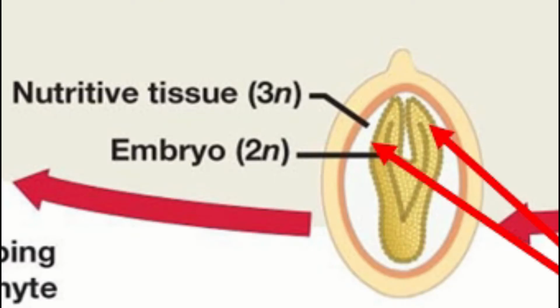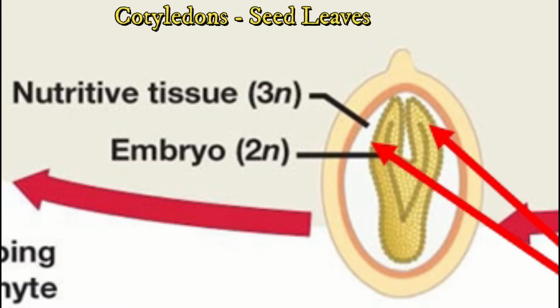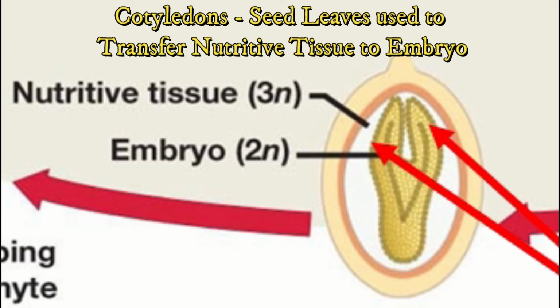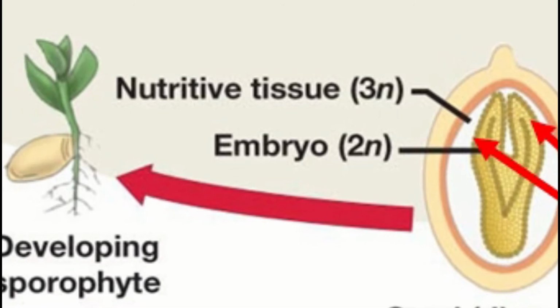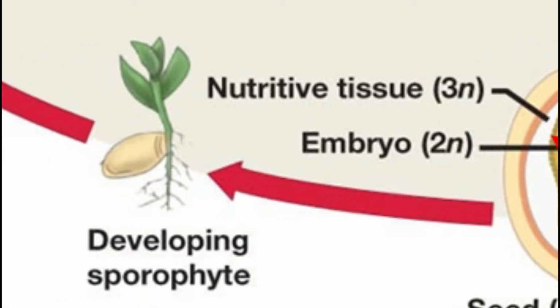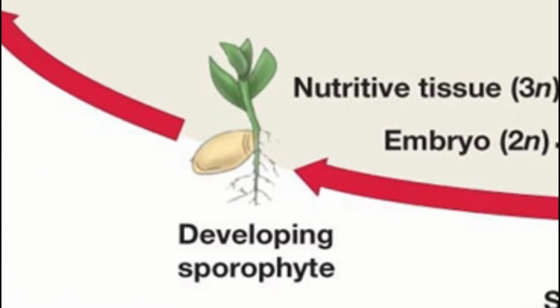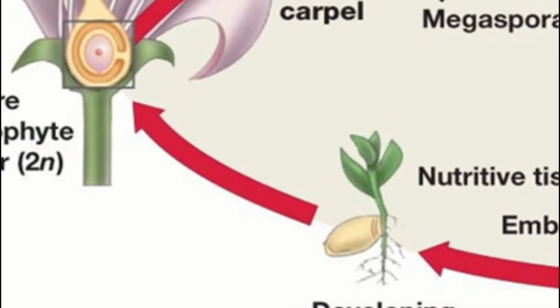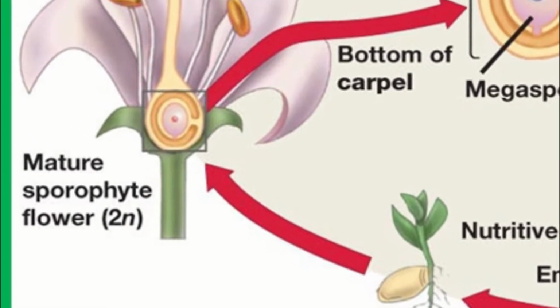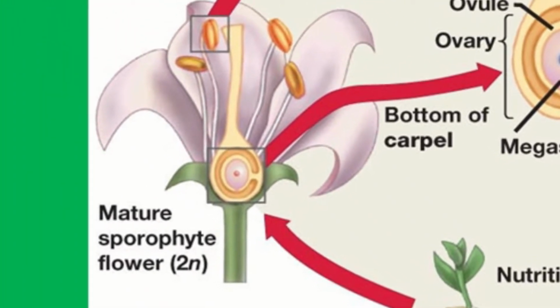So after the zygote is formed, it then makes into an embryo, and it utilizes that nutritive tissue to help develop its growth. You'll notice that there's 2 leaves coming off of there. Those are called cotyledons, which transfer nutritive tissue to the embryo. These cotyledons are really important until the developing sporophyte produces its own set of leaves. Then the developing sporophyte, also known as the plant that you see, then forms into a mature sporophyte. And we're going to go in 2 different directions here.